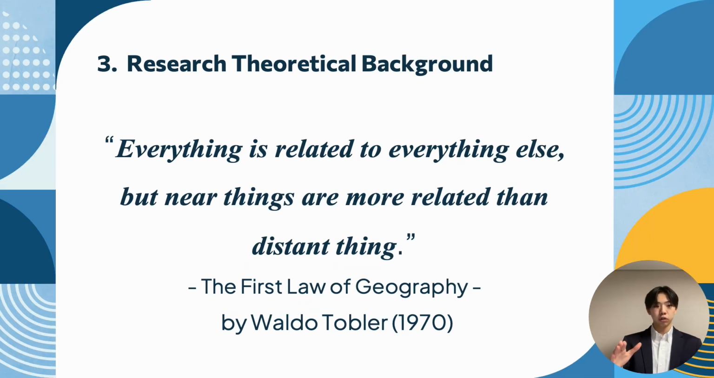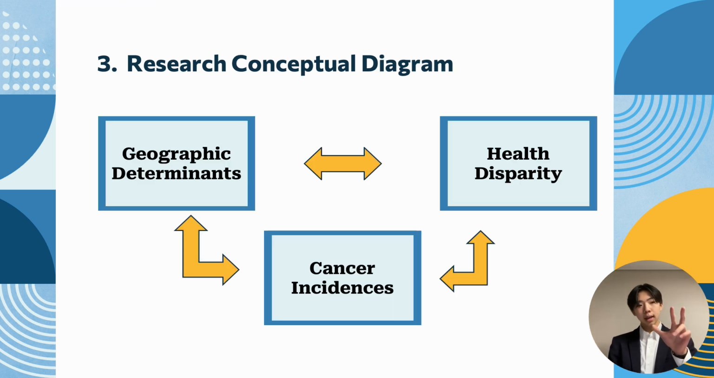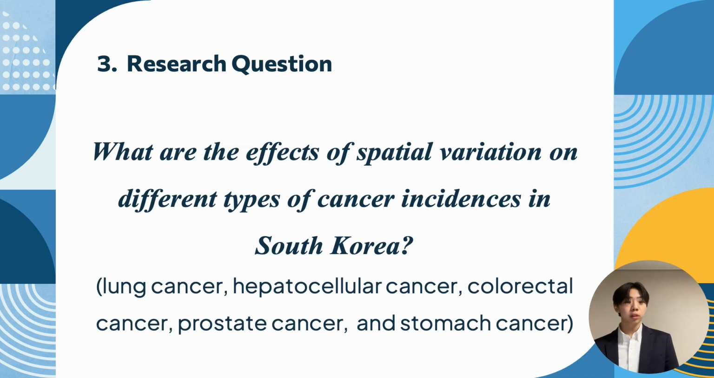Now, my entire research centers around the first law of geography by Waldo Tobler in 1970. He states that everything is related to everything else, but near things are more related than distant things. Therefore, I have three main concepts that are involved in my research conceptual diagram. First, geographic determinants, second, health disparity, and thirdly, cancer incidences. All three factors continuously affect one another, leading to a chain reaction, consistently changing and dependent on one another. Hence, my research question is, what are the effects of spatial variation on different types of cancer incidences in South Korea?